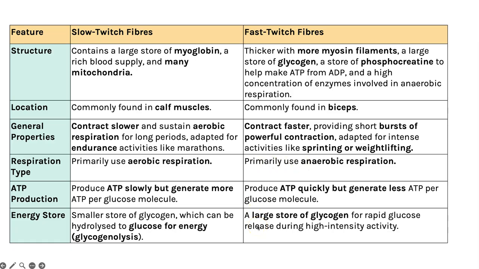And they have a large store of glycogen. Both muscle fibres do have stores of glycogen, and that's because glycogen can be hydrolyzed into glucose. Glucose is a respiratory substrate, and therefore you can use that to produce ATP.